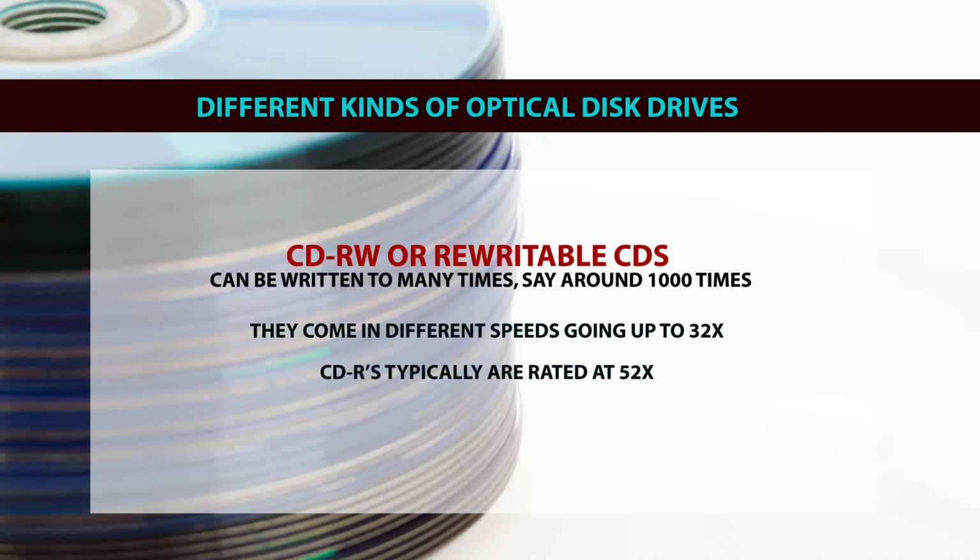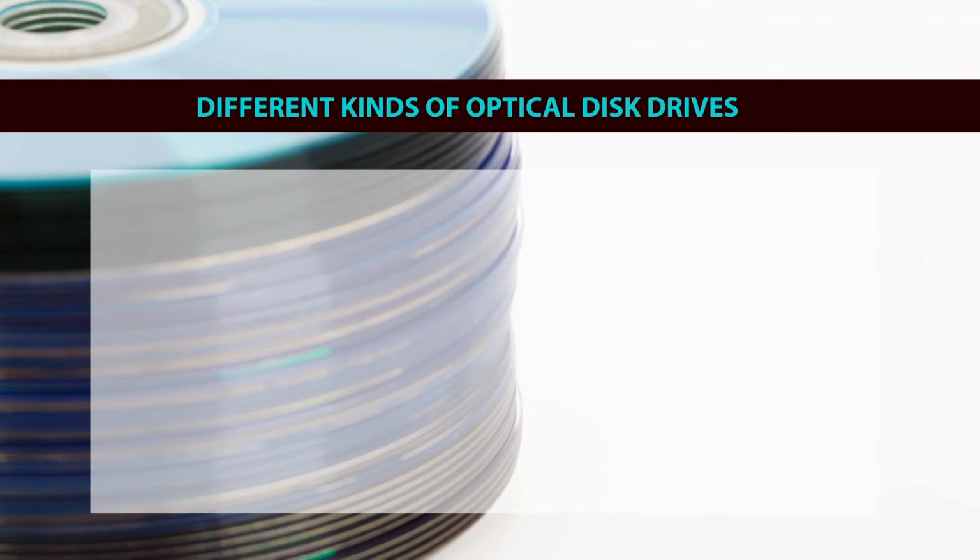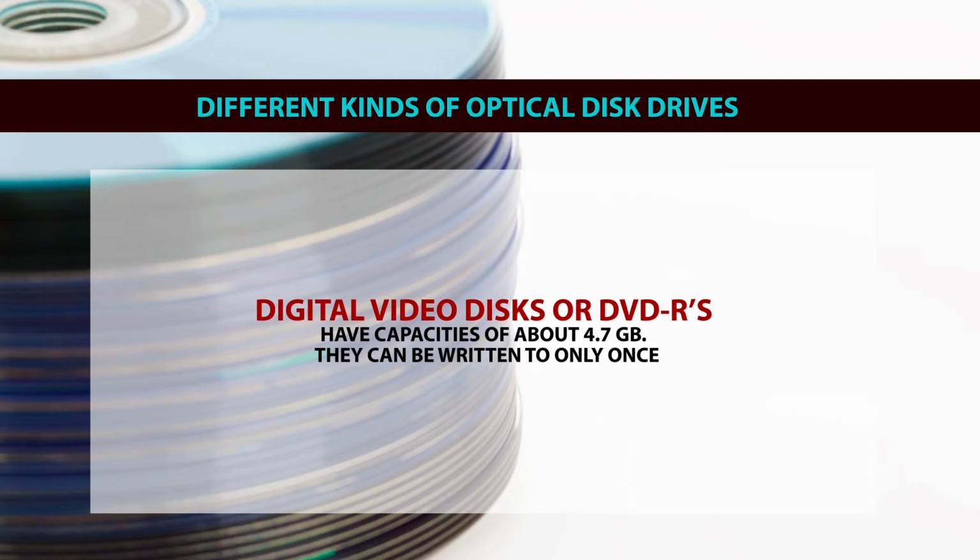They come in different speeds which are given as 1x, 2x and so on. Typically, speeds today would exceed 32x or even go up to 52x. The faster the speed, naturally, the faster data can be written to or read from them. Read only CDs go up to 52x, read write CDs perhaps would stop at 32x. Digital video discs or DVD-Rs have capacities of about 4.7 gigabytes.